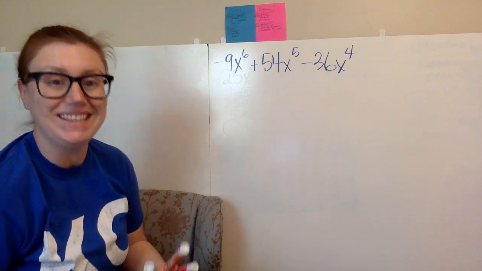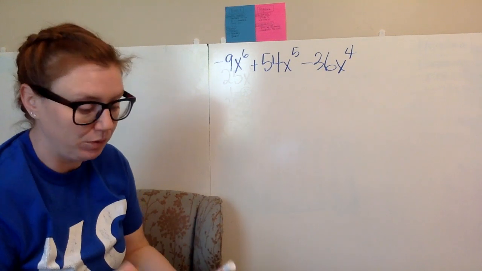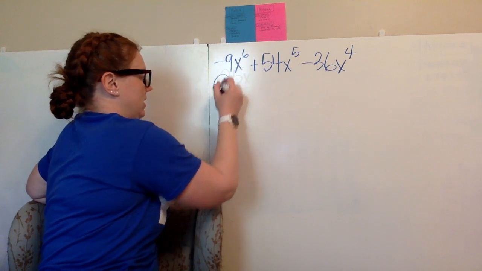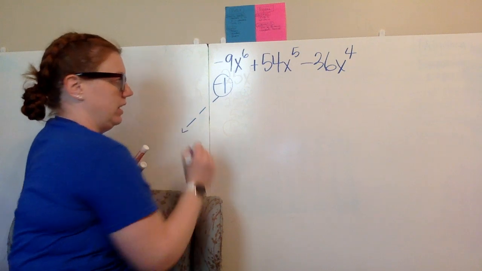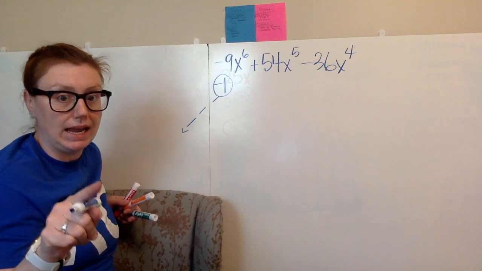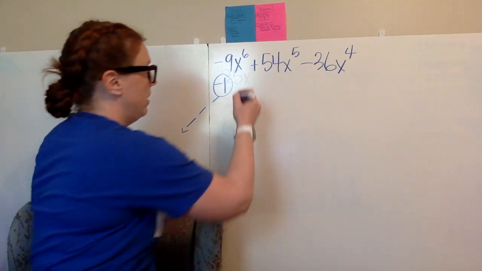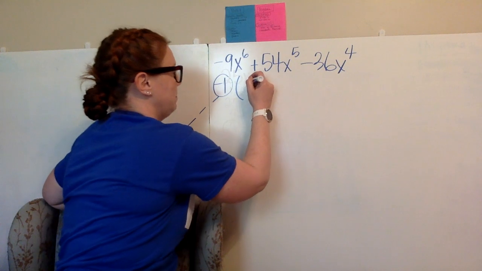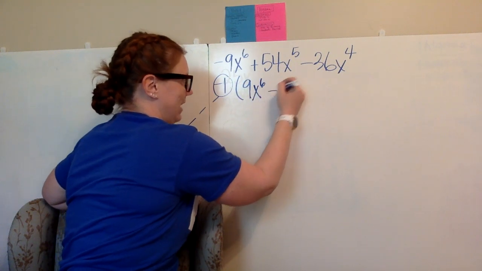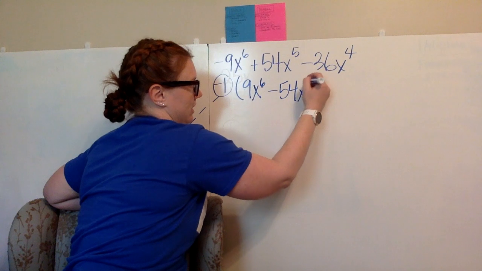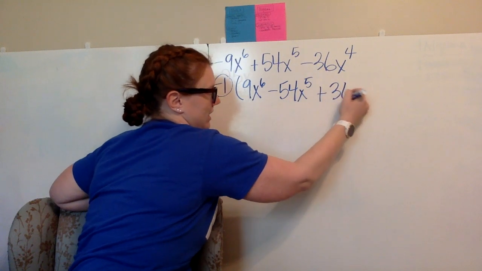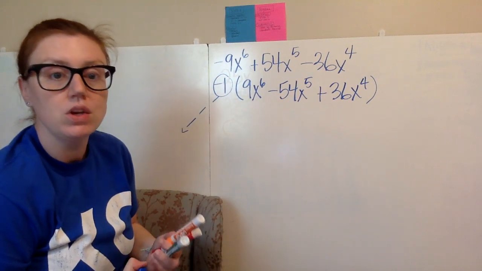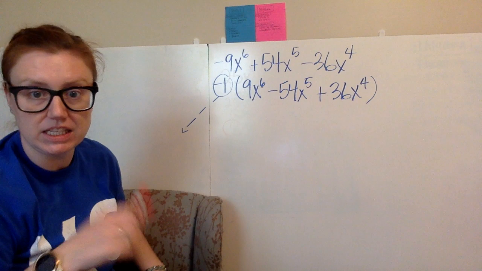All right, so my leading coefficient is negative. It's a no-no. We've got to get rid of it. So I'm going to take that negative 1 out, and I have to remember that. I'm going to draw that over here, because I have to remember to put that negative back into it. When I take out that negative, everything behind it changes. So it becomes positive 9x to the 6th minus 54x to the 5th plus 36x to the 4th.